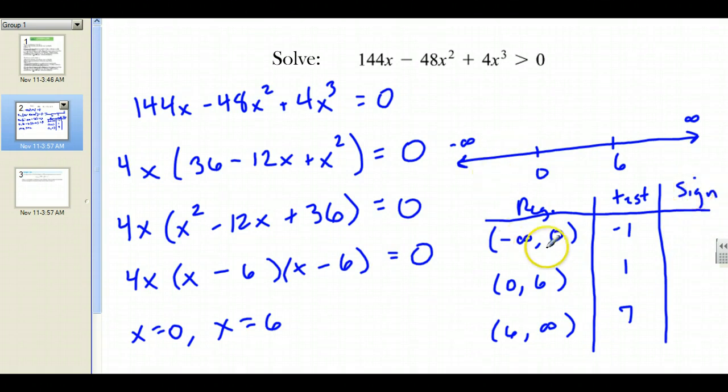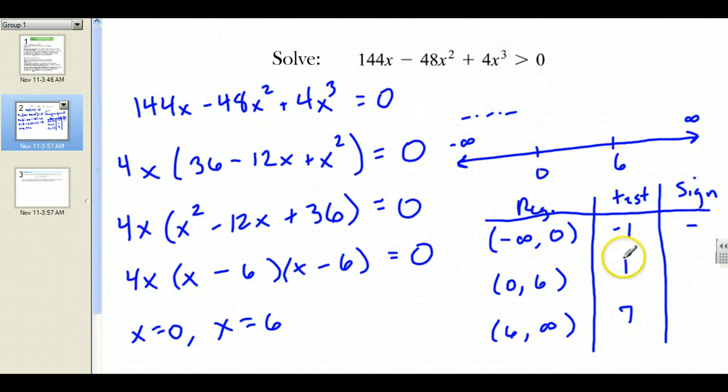So in this region, when I pick negative 1 for x, negative 1 times 4 is negative 4. So I got a negative times negative 1 minus 6, which is negative 7. A negative times a negative times, again, negative 1 minus negative 6, no, negative 1 minus 6 is negative 7. So I get a negative times a negative times a negative, which is a negative. Negative times a negative is positive. Positive times a negative is negative.